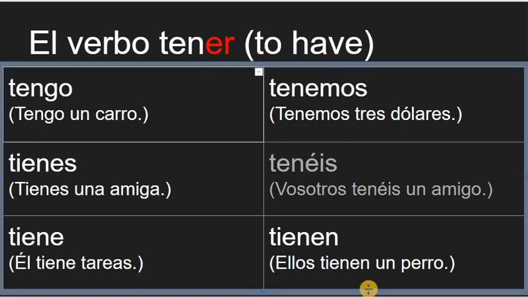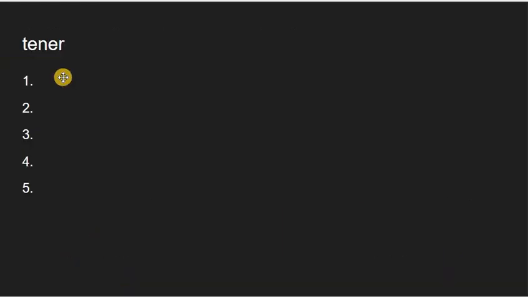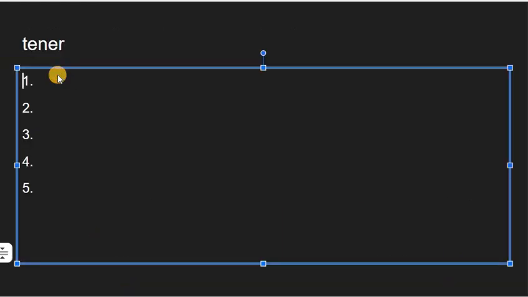Here it's plurality. And let's try and create at least one sentence with each of the five main forms. So if we go to tener, yo, we know the box on the upper left is always for the yo form. Yo tengo un carro. I have a car.